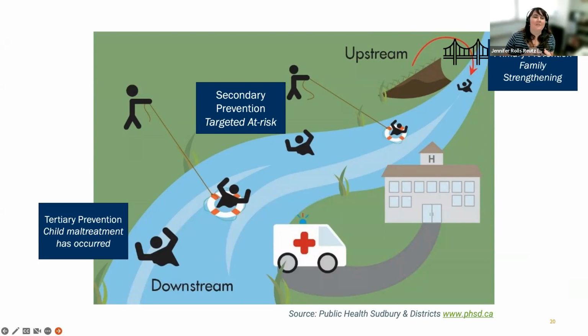So I know that traditionally some agencies have felt more siloed in their level of prevention. So probation or child welfare, we might think of something like probation as being kind of way downstream. You know, you've got these families that are really coming in at that tertiary, those people are in the river.